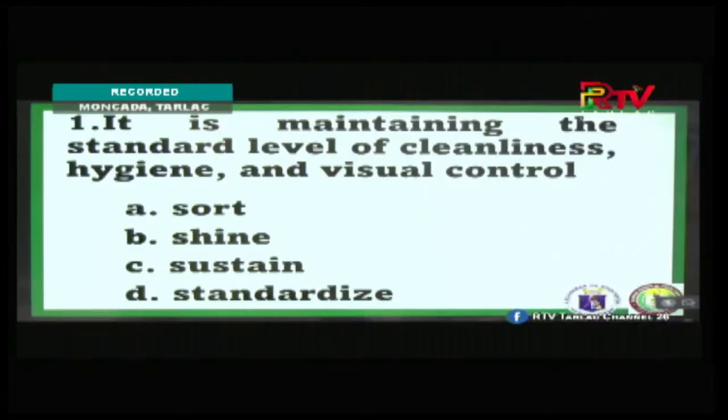So first, number 1, it is maintaining the standard level of cleanliness, hygiene, and visual control. Is it A, sort, B, shine, C, sustain, D, standardize? Again, for number 1, it is maintaining the standard level of cleanliness, hygiene, and visual control. Is it A, sort, B, shine, C, sustain, D, standardize?